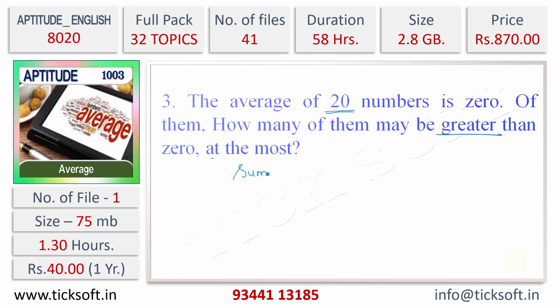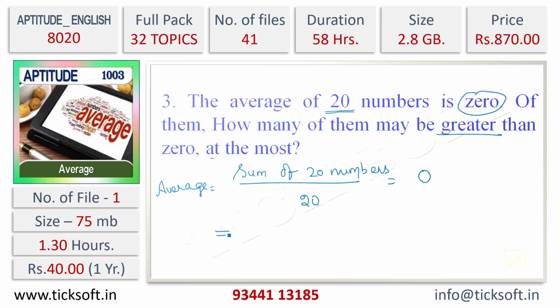So what is the average of 20 numbers? The average of 20 numbers will be equal to the sum of 20 numbers divided by the number of numbers, which is 20. So the average of 20 numbers is the sum of 20 numbers divided by 20, and this is equal to what? By using the given question we know that this is 0. Now if we bring this 20 to the opposite side, then what will we get? Then we will get that the sum of 20 numbers is equal to 0 into 20.